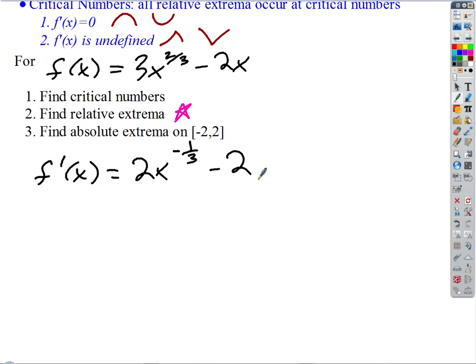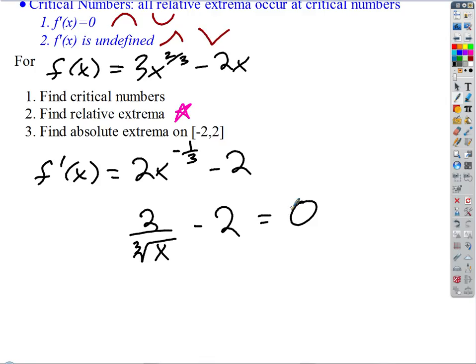Whenever we get negative exponents, let's write those as fractions with the variable on the bottom. So we could write that as 2 over x to the 1/3, which is really just the same thing. You can also write that as a cube root. What does that negative exponent mean? It just goes to the bottom. Then we get the minus 2, and we can set this equal to 0, and that's one test we're going to do.